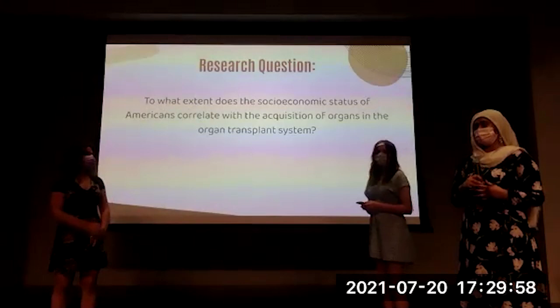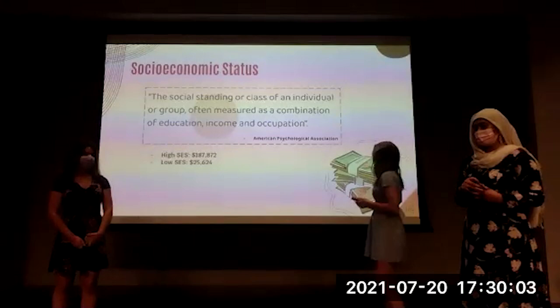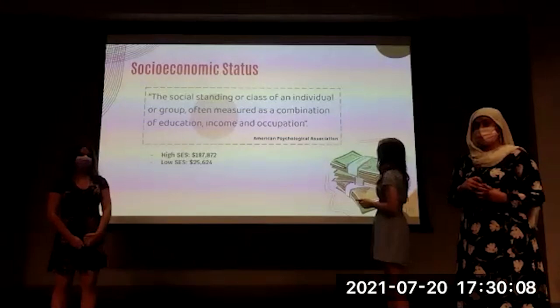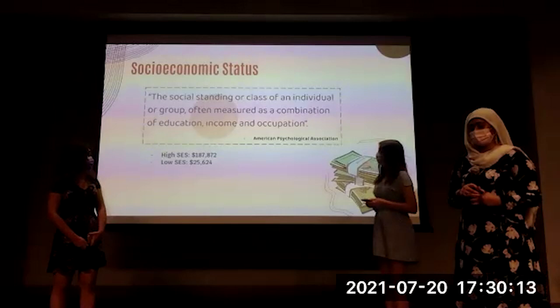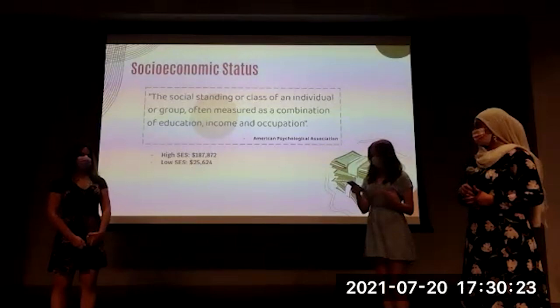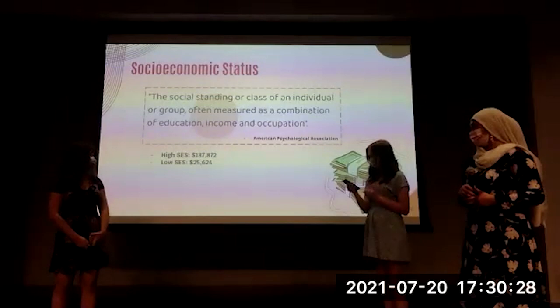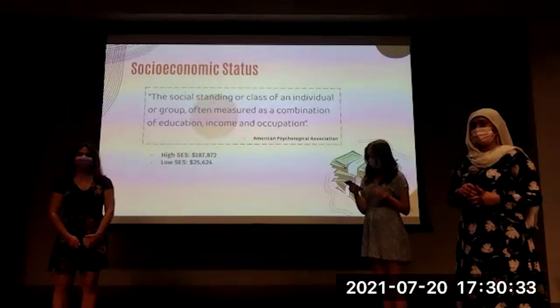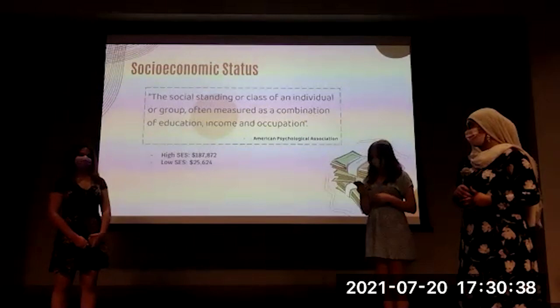In defining socioeconomic status, we went to the American Psychological Association, and it states that the social standing or class of an individual or group, often measured as a combination of education and common occupation, is socioeconomic status. And we found in Pew Research that in 2018, high socioeconomic status was in the median range $187,872, median socioeconomic status was $78,442, and low socioeconomic status was $25,624, which is at the poverty line.